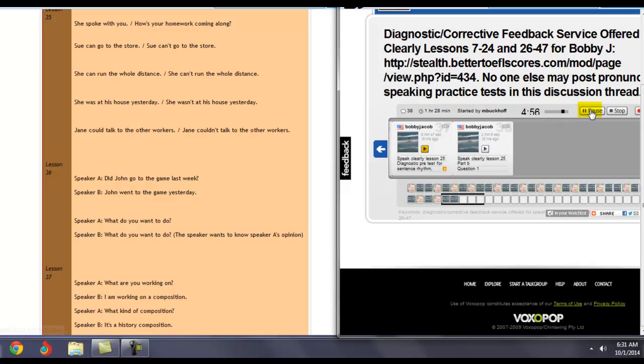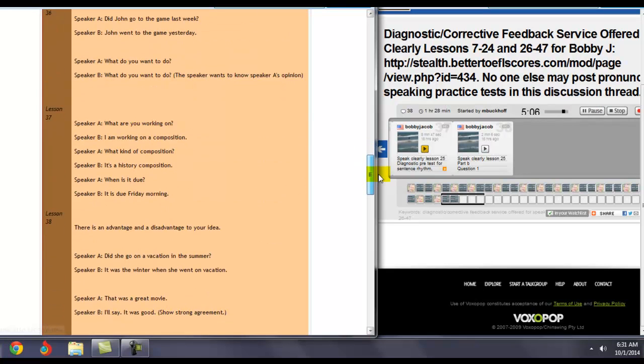Lesson number 36. Did John go to the game last week? John went to the game yesterday. Now, I would probably focus on probably two possibilities. Did John go to the game last week, or did John go to the game last week? John went to the game yesterday. So you need to make one of these words more of a focus word. I would probably say yesterday, because yesterday is different from last week. This is called intonation.